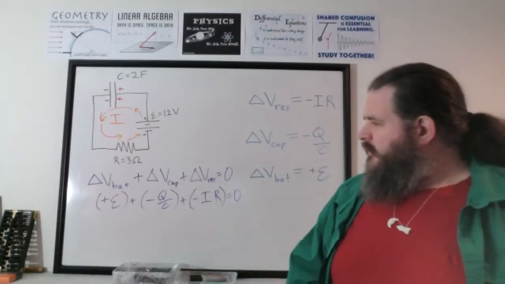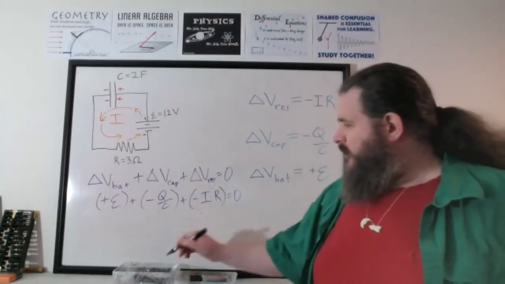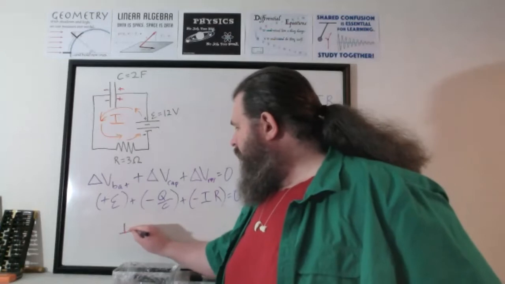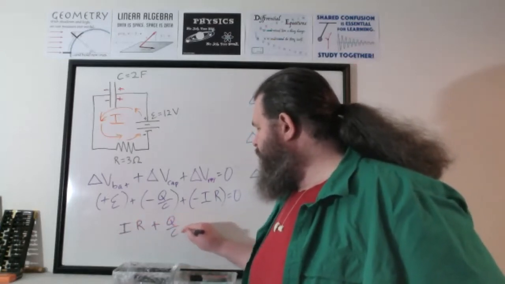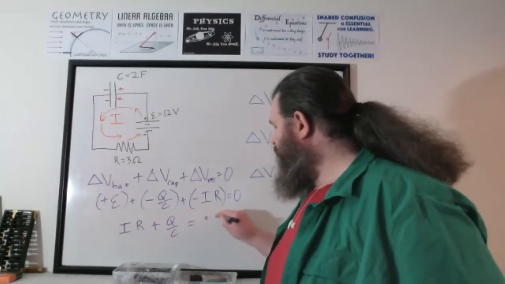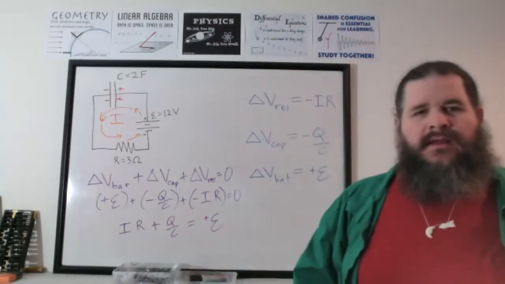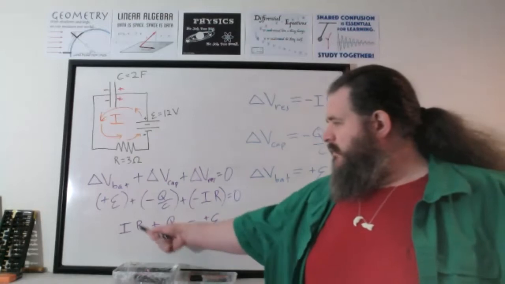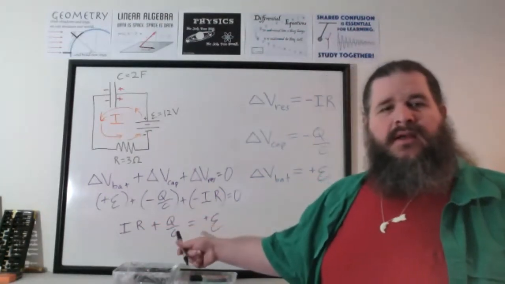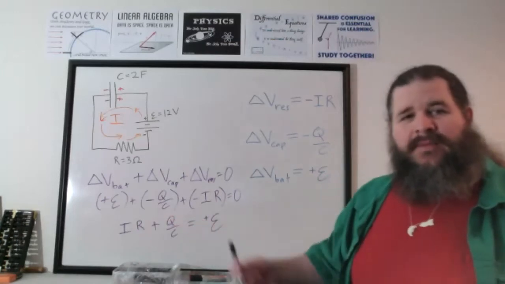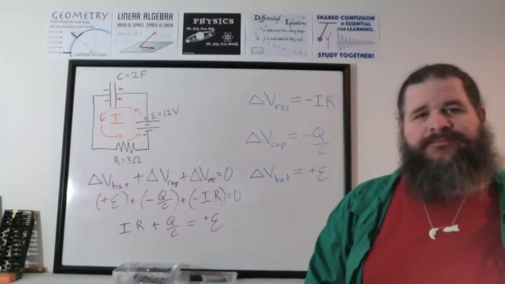I think it's very useful in this case to add these negative terms to both sides. So we get IR plus Q over C equals the constant epsilon of the battery. In other words, the resistor and the capacitor can each get an amount of voltage, but they have to share the voltage of the battery because they're in series with each other.